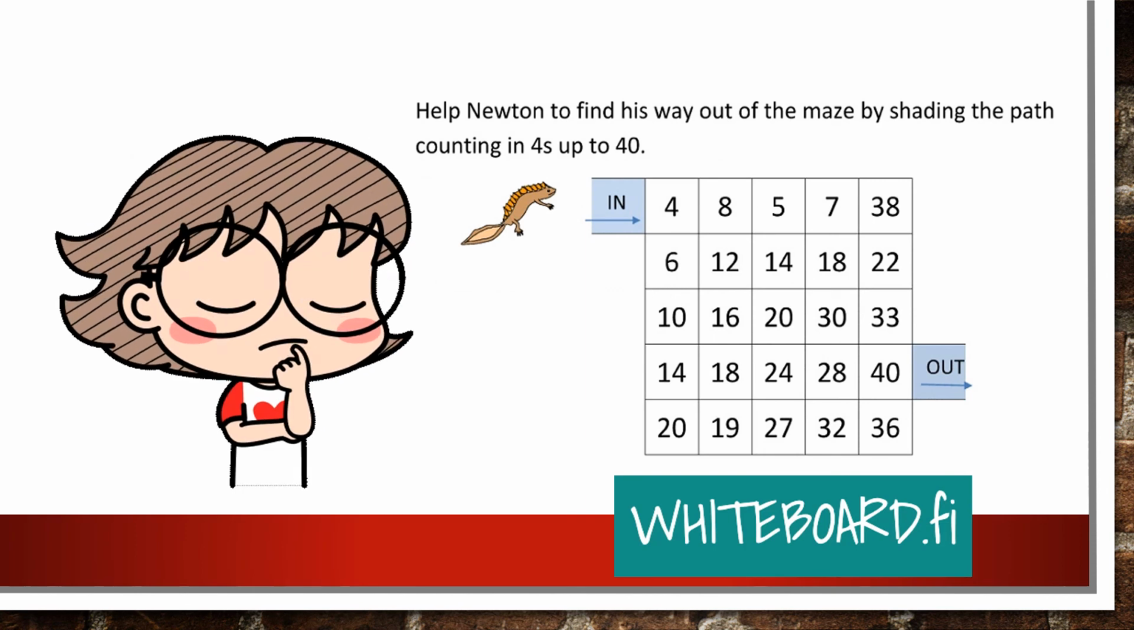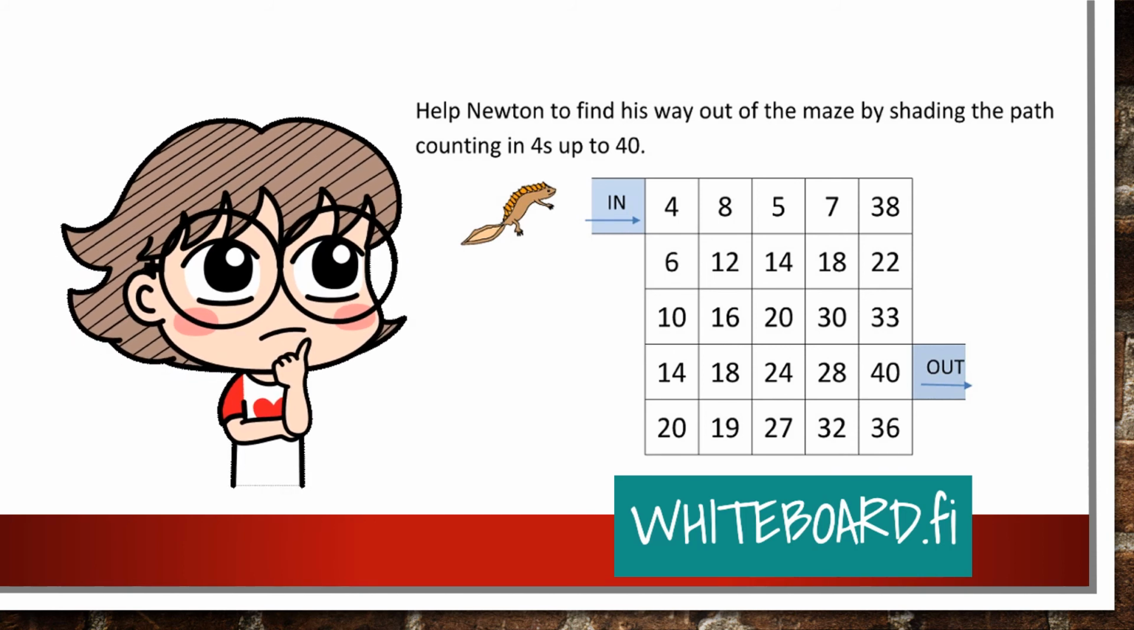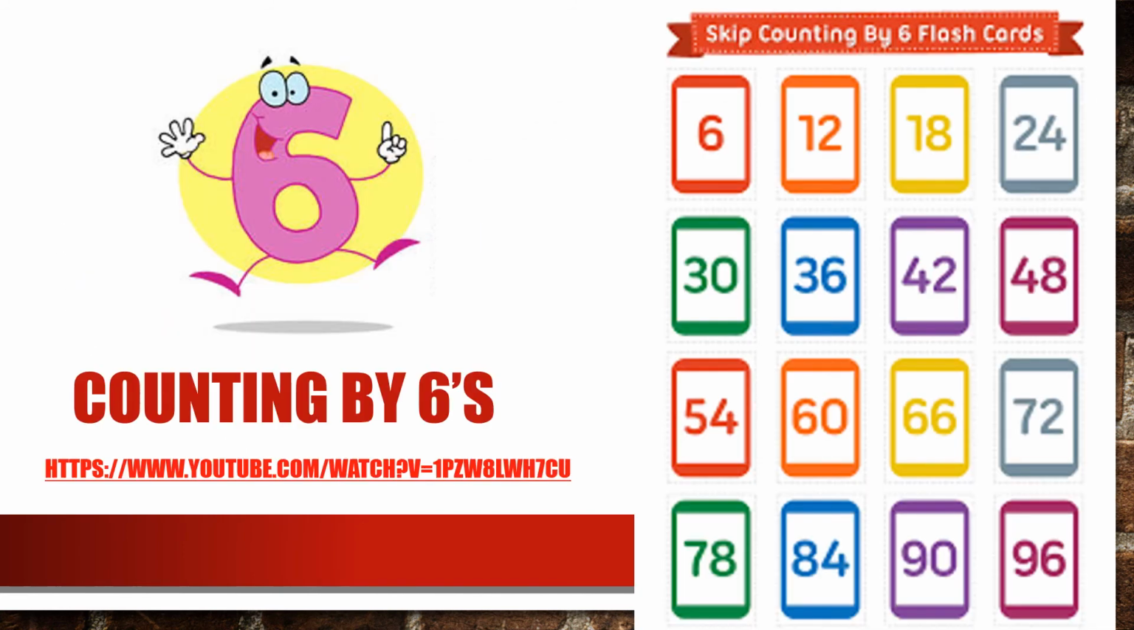Now help Newton to find his way out of the maze. Now you will be shading the part by counting in 4's up to 40. Now you have to find what number would come next if I count in 4's. So that would be the path for Newton to go to the home. This we will be doing in whiteboard 5.